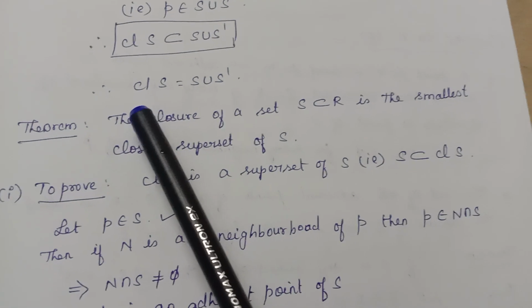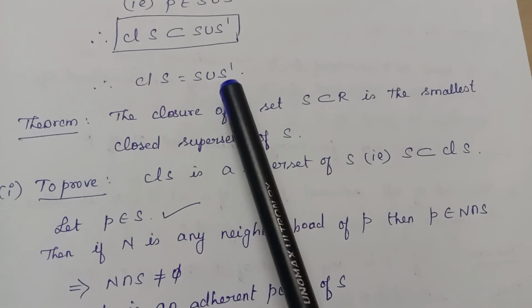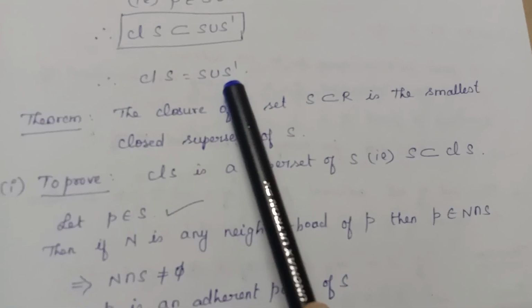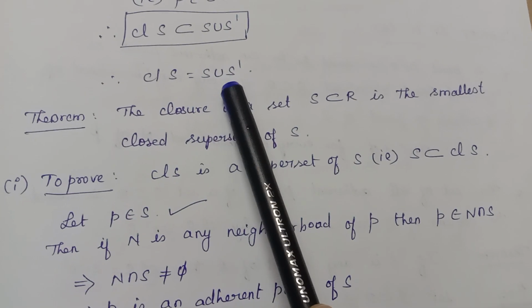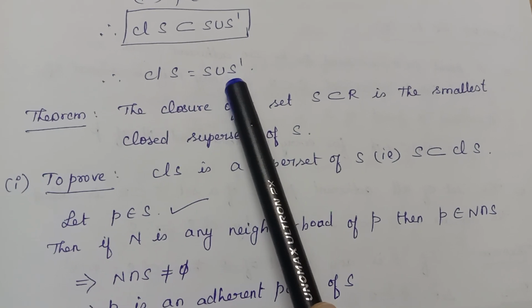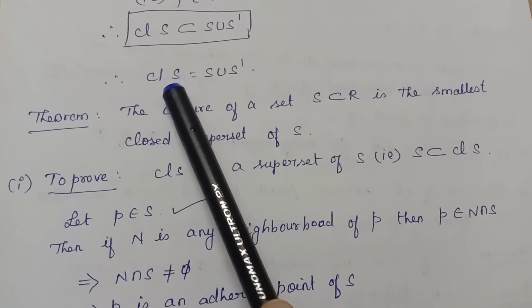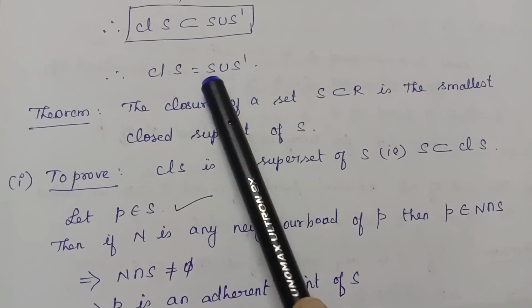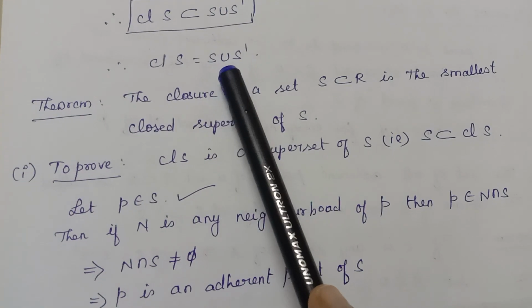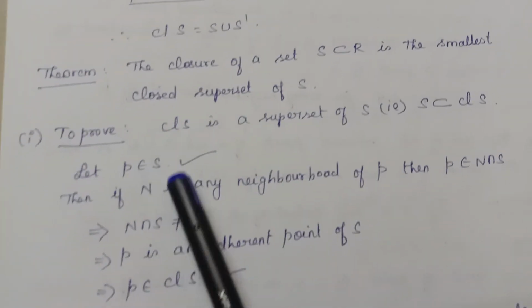So finally what do we conclude? Closure of S is equal to S union S dash. So this is an important result. This result only I am going to make use of for doing problems. So if a set of real numbers S is given to you, for finding the closure of the set, I am going to make use of this result only. So while doing the problem, I will tell you. Okay. Now let's see the next theorem.